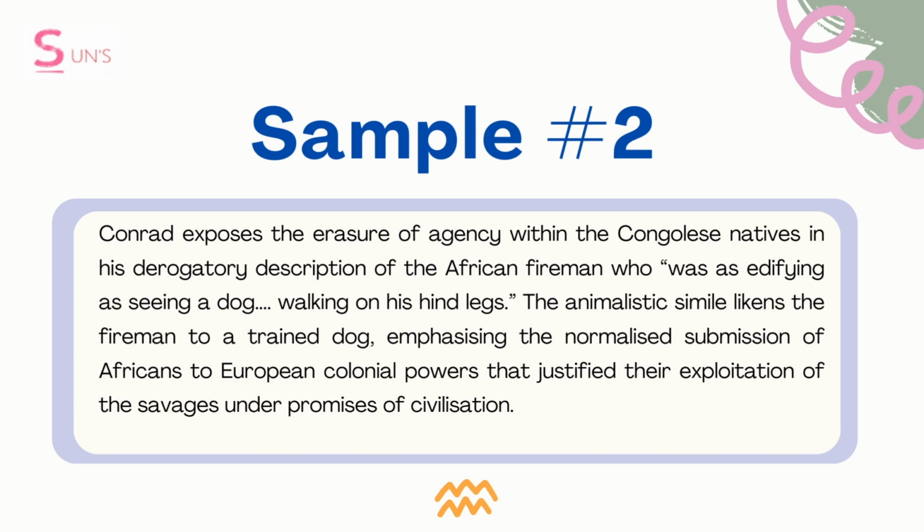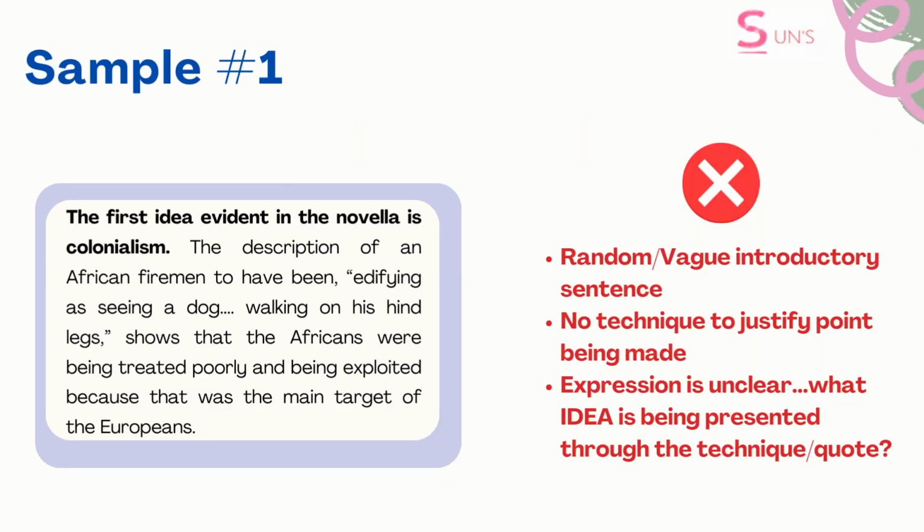I think it might be obvious that sample 2 is the better analysis, but let's have a go at looking at them one by one. Starting with sample 1, let's look at the first sentence. The first idea evident in the novella is colonialism. So, this sentence is a very random and vague introductory sentence that precedes the main part of the analysis. So, it's just kind of there. And at the same time, this idea should have already been explored in the topic sentence. So, it might just sound like a bit of a repeat.